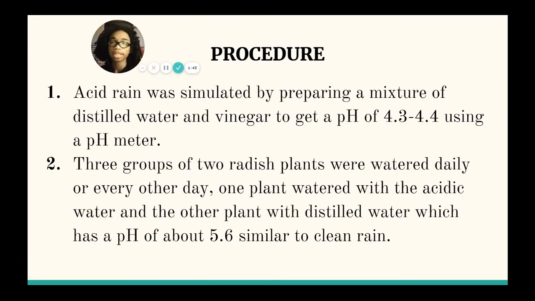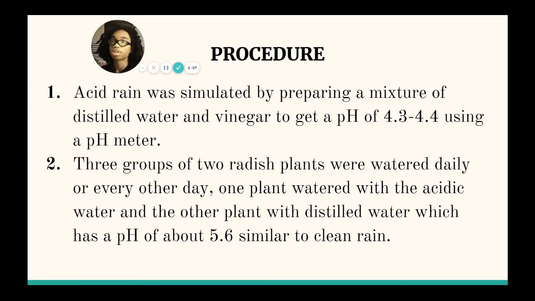Acid rain was simulated by preparing a mixture of distilled water and vinegar to get a pH of 4.3 to 4.4 using a pH meter. Three groups of two radish plants were watered daily or every other day. One plant was watered with the acidic water and the other plant with distilled water, which is the pH of about 5.6, similar to clean rain.